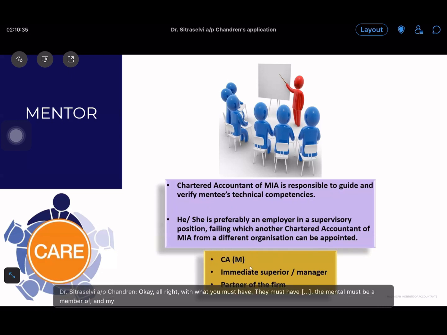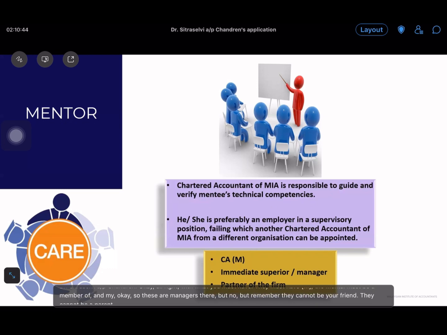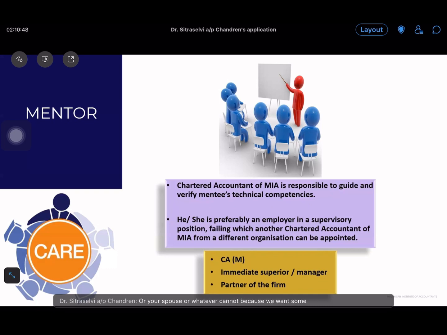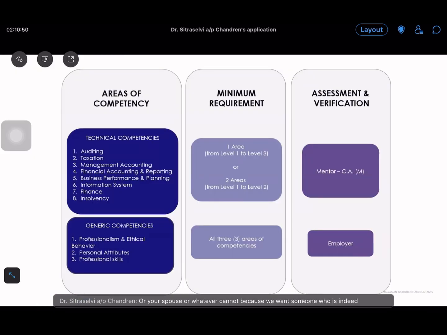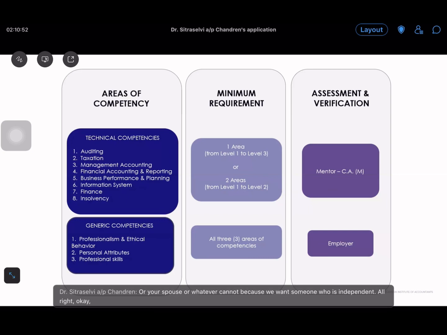So these are managers and partners of the firm. But remember, they cannot be your friend, your parents, or your spouse, because we want someone who is independent. All right, so this is how it works. Make it simple. Don't complicate it, because after you graduate, you can always call MIA to get further guidance.